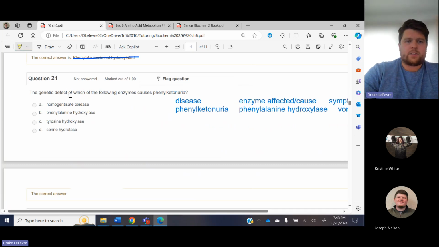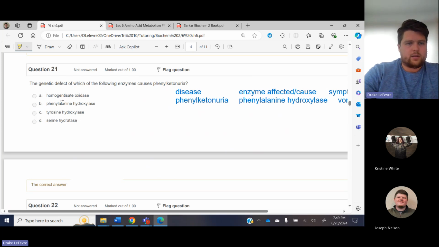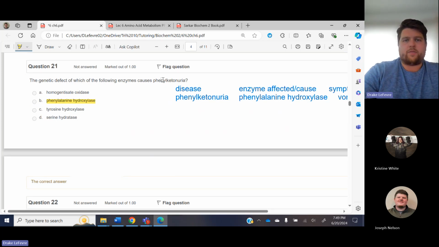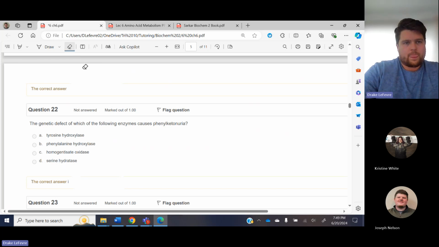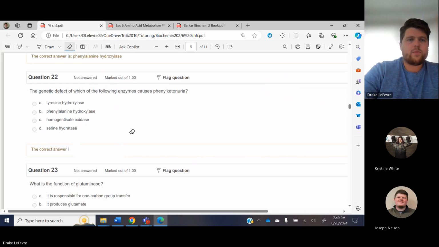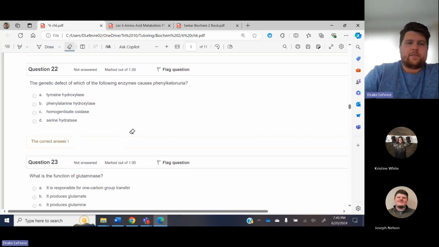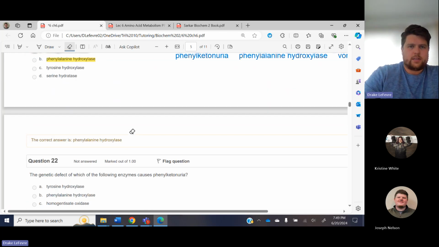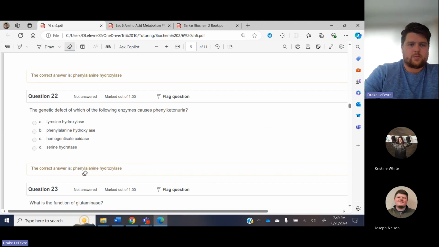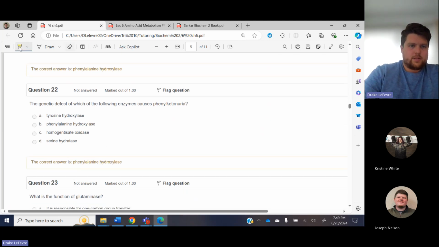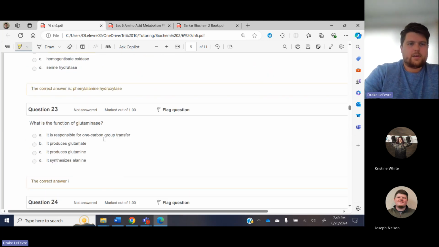Okay, the genetic defect is in phenylalanine hydroxylase. And really, if you remember phenylketonuria, the phenyl, you can connect it with phenylalanine. Okay, the genetic defect in which of the following enzymes causes phenylketonuria? Is that the exact same question? Yeah, it's literally the exact same question. Nice.